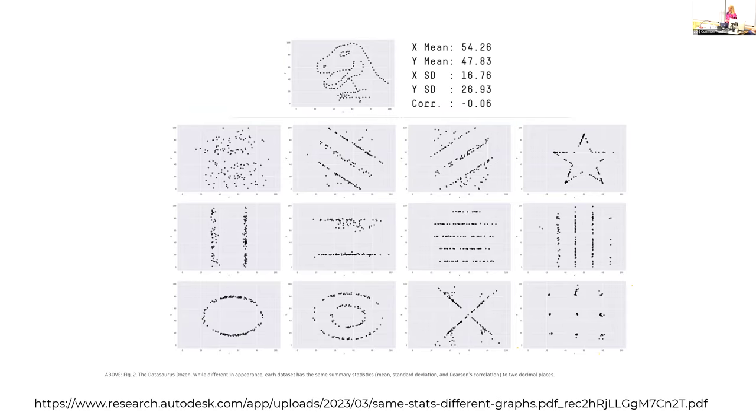There's also the dinosaur data set, if any of you have seen this. So these data sets all give exactly the same statistics in terms of the means, the standard deviations, and the correlations, but you can see that they're completely different data sets and they shouldn't all be examined using correlation.